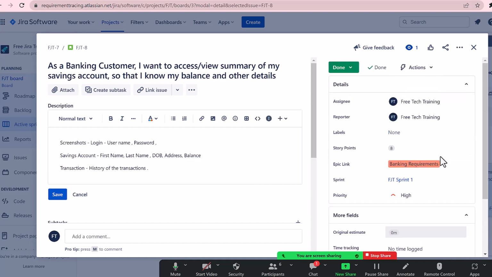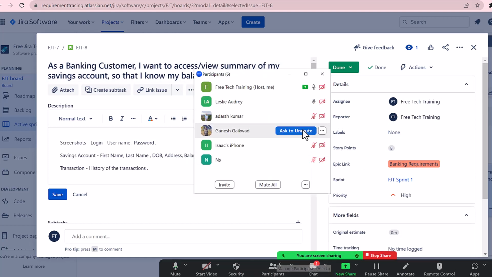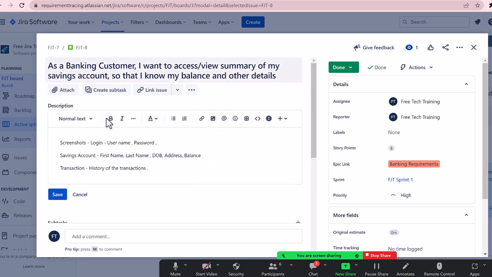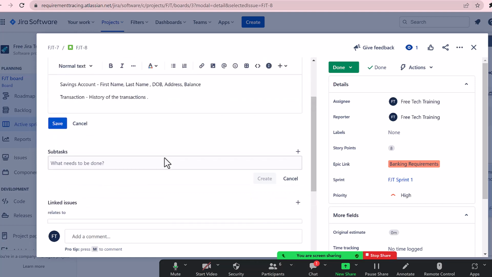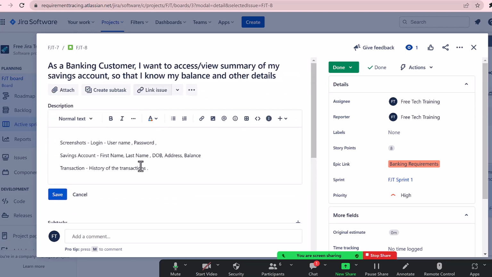So every user story we are creating here can always be linked to other user stories. You can always create a subtask, and you can always track it. It is very, very easy for us to track it.